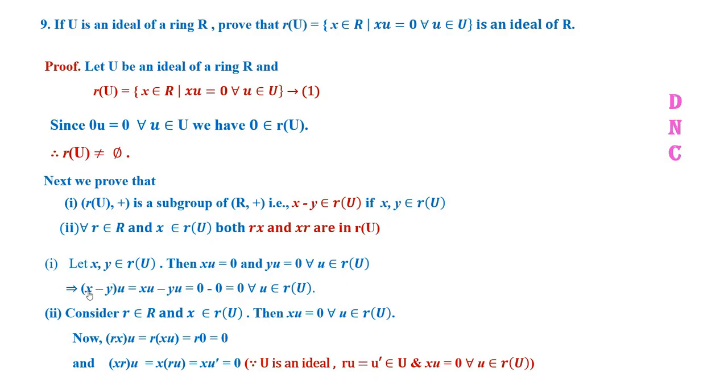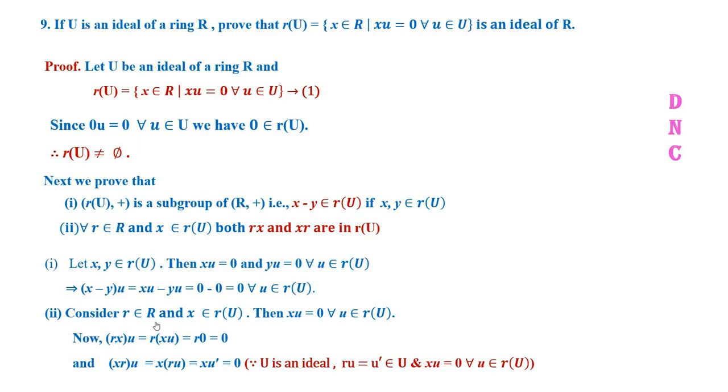Now we consider x minus y into u. By the distributive law, this is xu minus yu, but xu is 0, yu is 0, so you have this. This is true for every u in U. So as the condition for x minus y to be in R of U is satisfied by it, it will belong to R of U. So you have x minus y belonging to R of U.